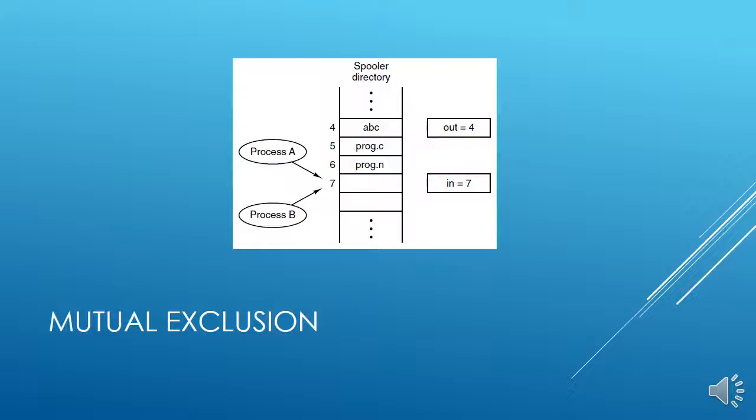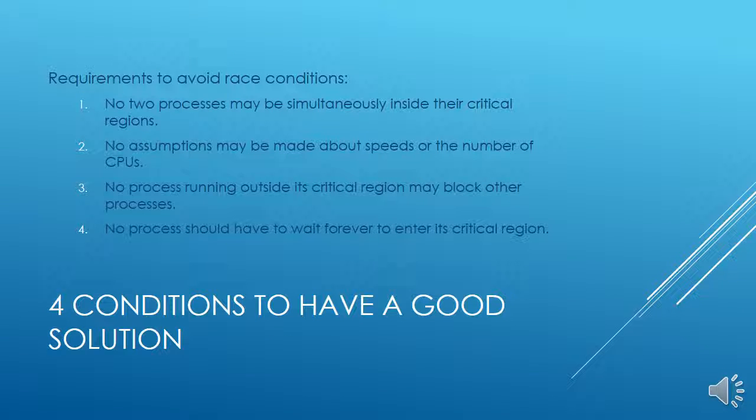Although this requirement avoids race conditions, it is not sufficient for having parallel processes and efficiently using shared data. We need four conditions to hold to have a good solution. Number one, no two processes may be simultaneously inside their critical regions. Number two, no assumptions may be made about speeds or the number of CPUs. Number three, no process running outside its critical region may block other processes. And number four, no process should have to wait forever.